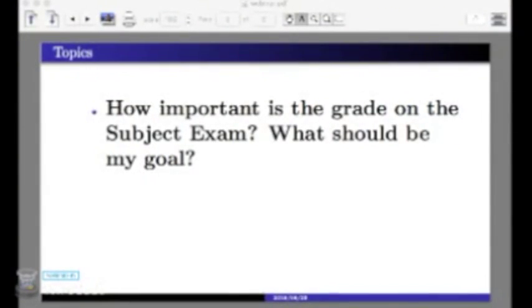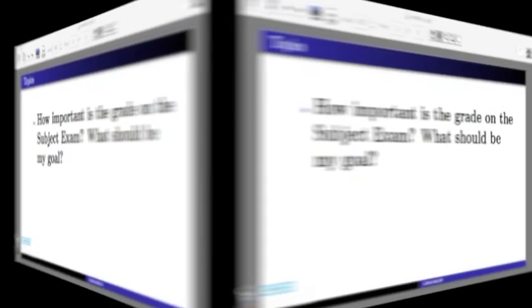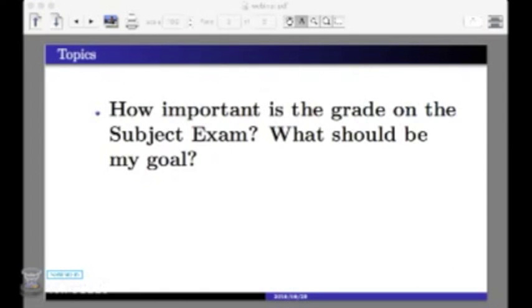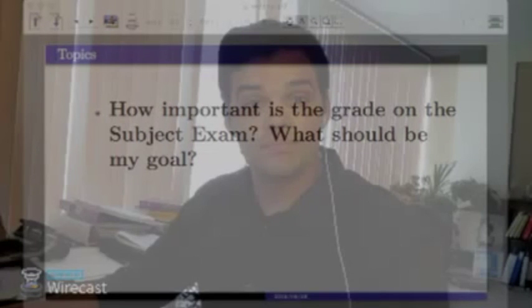Okay, so the first question that I was asked is, how important really is the grade of the subject math, and what should be my goal? So the answer is not that plain and simple as you might think. I'm not the expert on the subject, but I have an educated guess of how admissions are being made in different universities, and I can give you an example.